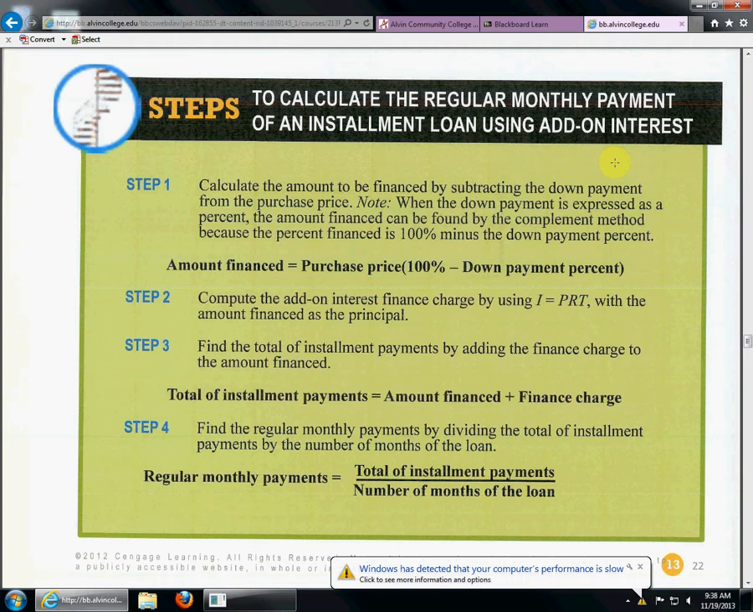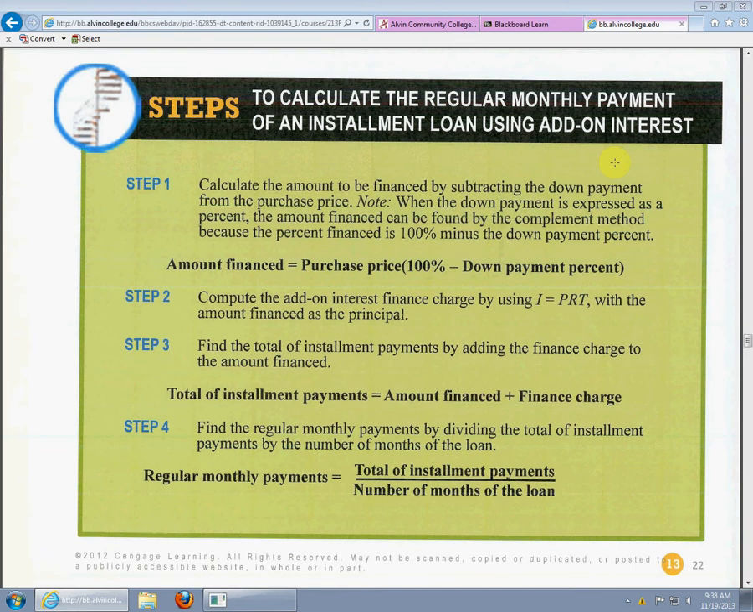Step 2 is to compute the add-on interest finance charge by using our old interest equals principal times rate times time, with the amount financed as the principal. Step 3 is find the total of installment payments by adding the finance charge to the amount financed. So that is adding like step 1 plus step 2, amount financed plus finance charge. Step 4, find the regular monthly payment by dividing the total of the installment payments by the number of months of the loan. So we're talking about step 3, total of installment payments, and divide that by the number of months of the loan. Okay?